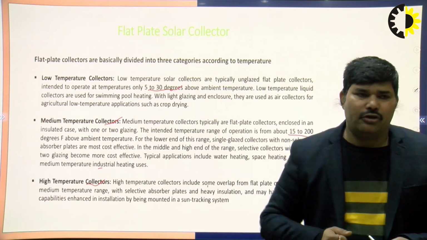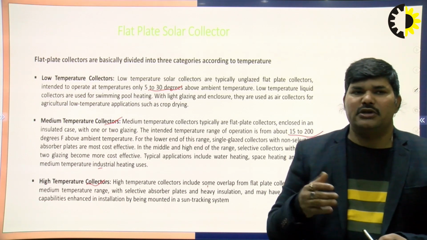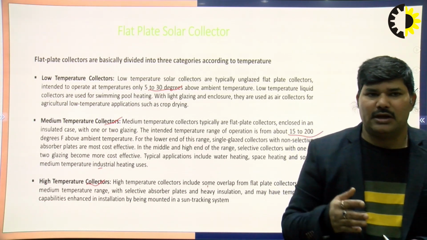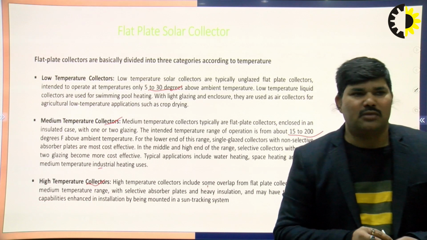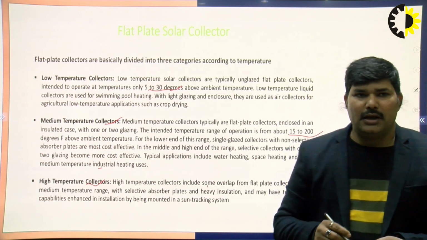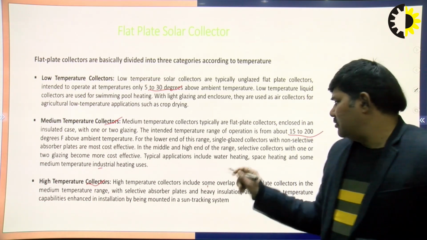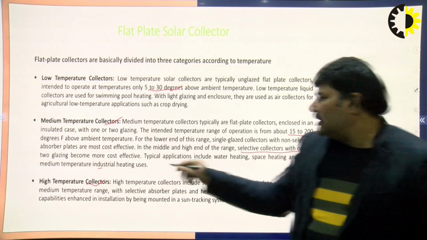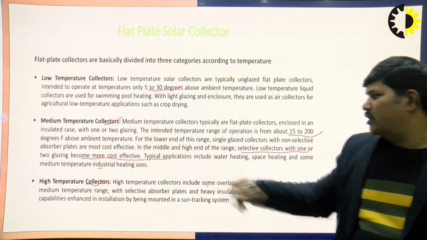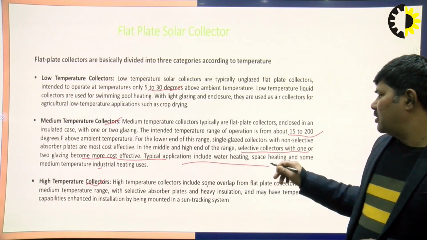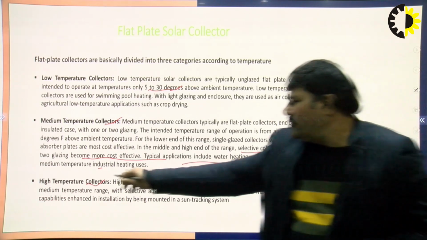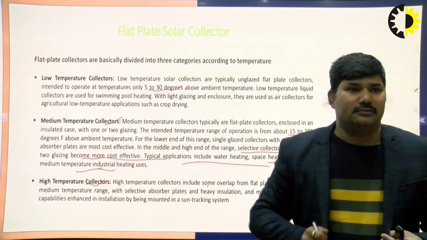And for the lower end of this range, single glazing and non-selective absorber plates are most suitable. In the middle and high end of the range, selective collectors with one or two glazings become more cost effective. So the typical applications include water heating, space heating, and some medium temperature industrial heating, and gas heating usage.